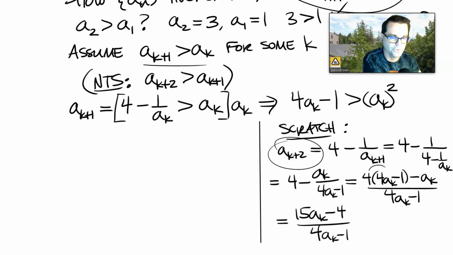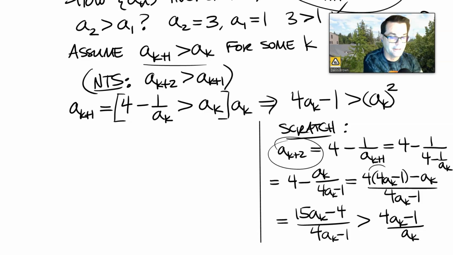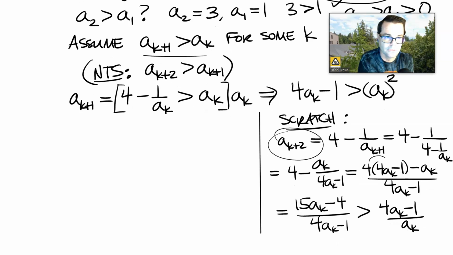And what am I trying to do with this? I'm trying to show that this is bigger than a sub k plus 1, which we saw was 4 minus 1 over a sub k, which really is 4a sub k minus 1 over a sub k. Okay, so this inequality here, that's what we're trying to show. So let's see what we would get if we multiply this through by both denominators.